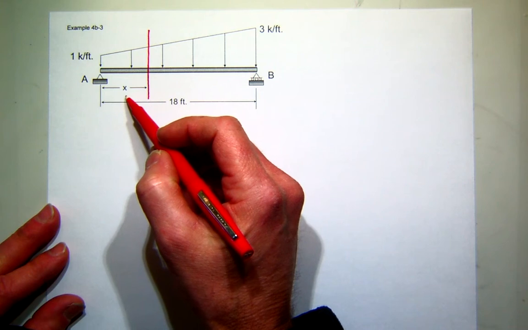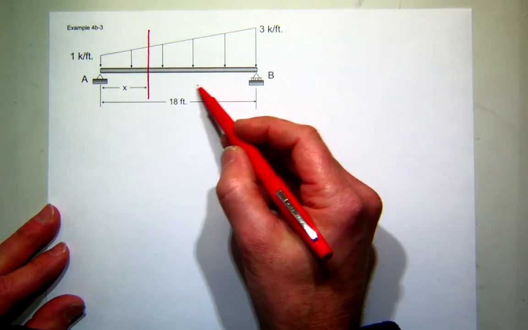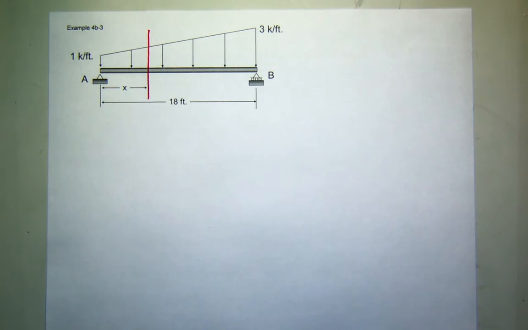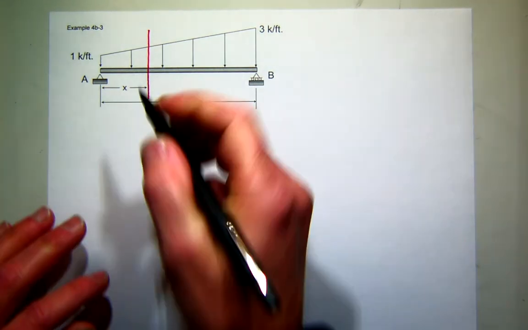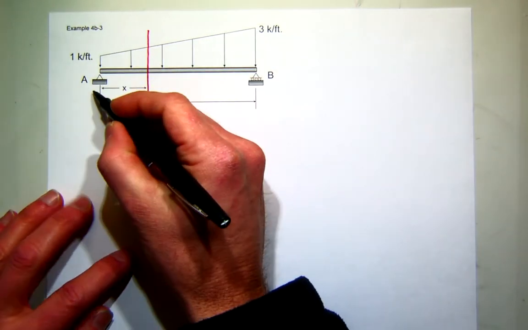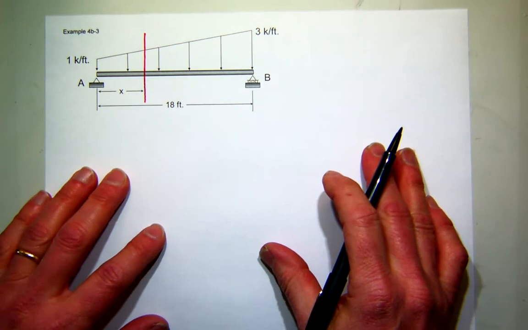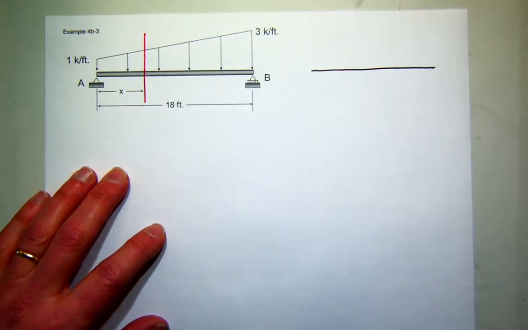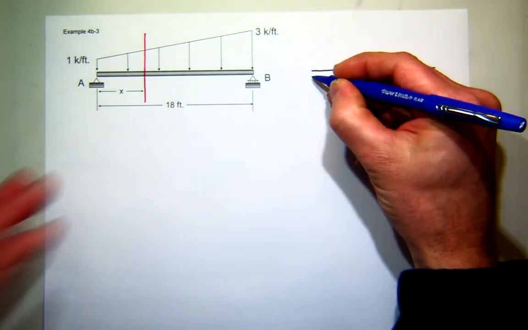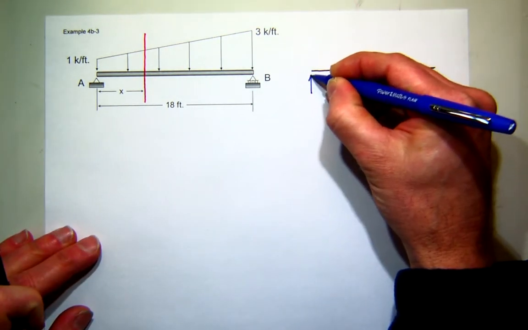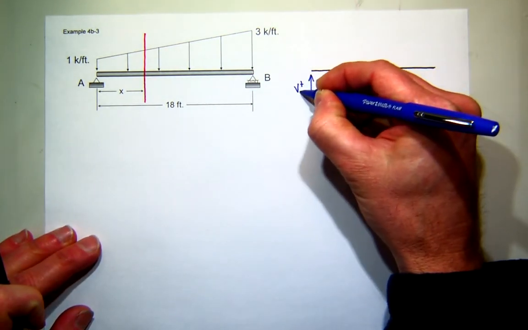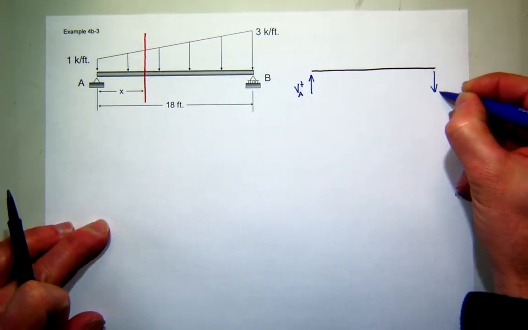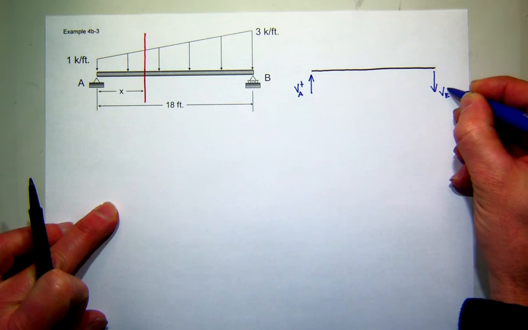Everything will be x, x, x. This side would be 18 minus x. It just gets a little messier. So with that said, working the left side, I need to find my reactions at A. So I'll come over here and draw a free body diagram, and assume positive shear at A. And this is going to look weird, but positive shear at B.